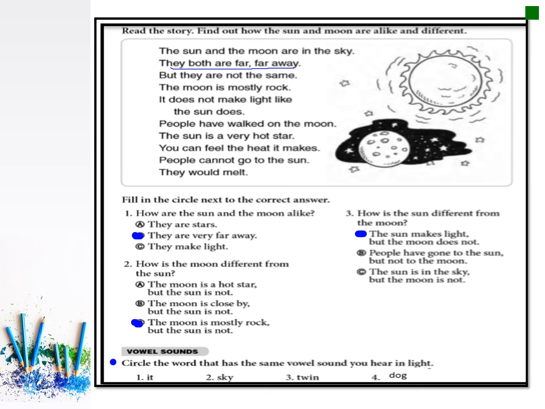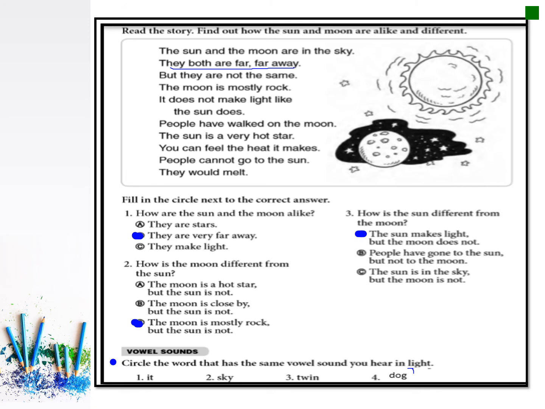Last question. Circle the word that has the same vowel sound you hear in the word light. Light. Now what is the vowel letter here? I, right? The sound is I. Light. Let's find out the word that has the same vowel sound.